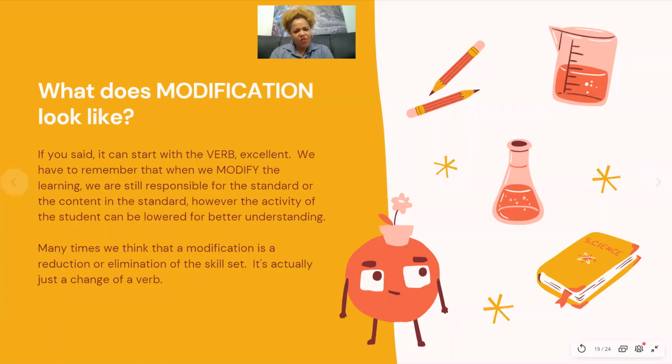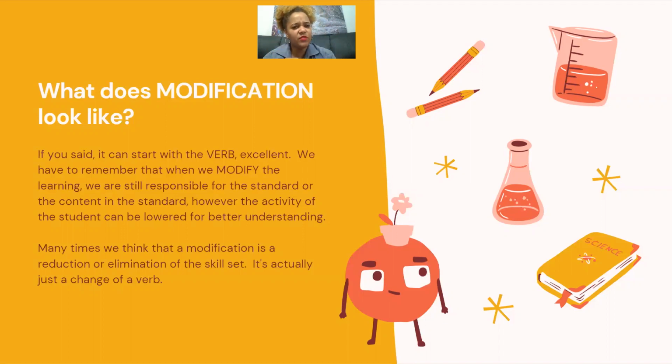Also, now gives us a different chance for us to say in our lessons, what does modification look like? Modification should always start with the verb, and I hope that you said that. We have to remember that when we modify the learning, we're still responsible for the skill. We're still responsible for the standard. However, the activity or the action of the verb can be lowered to help our students have a better understanding.